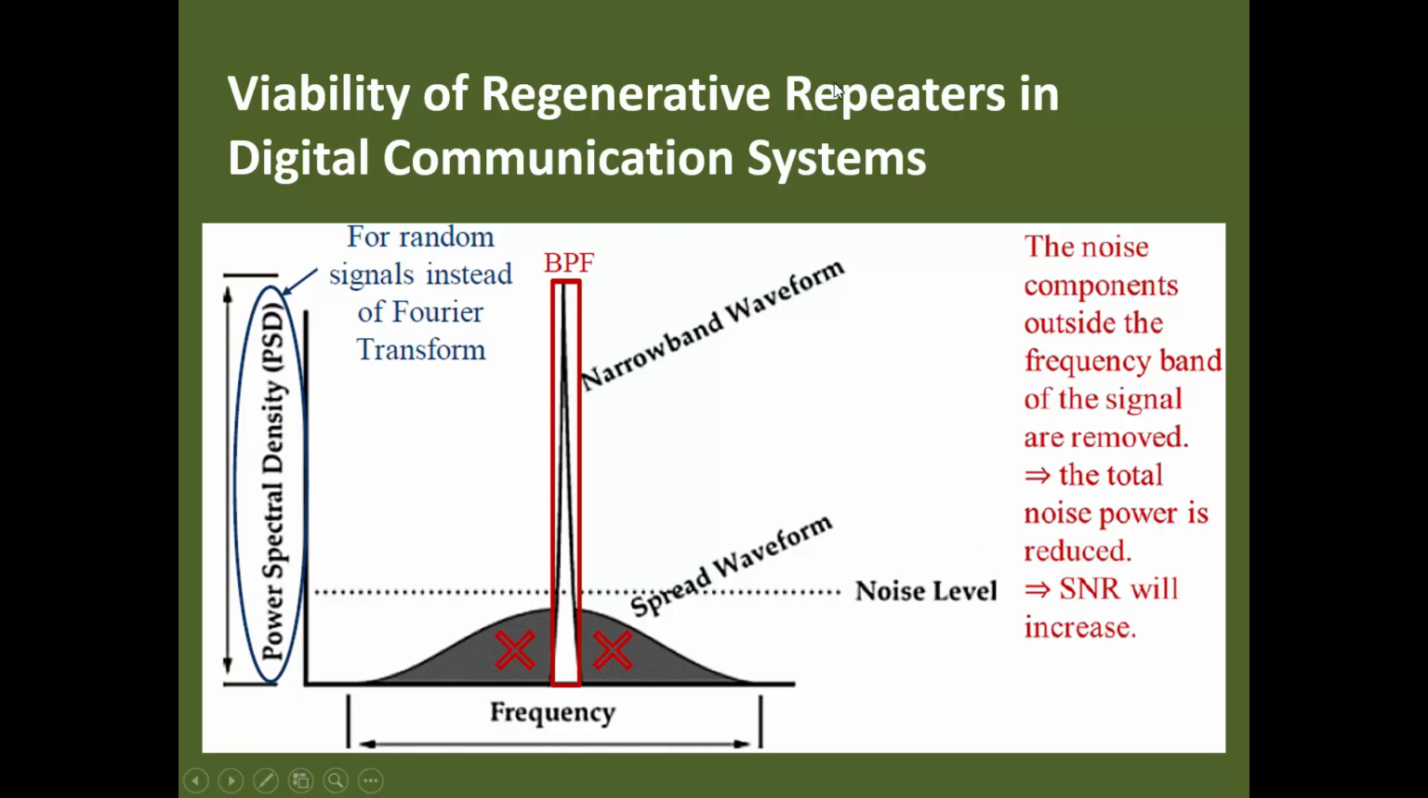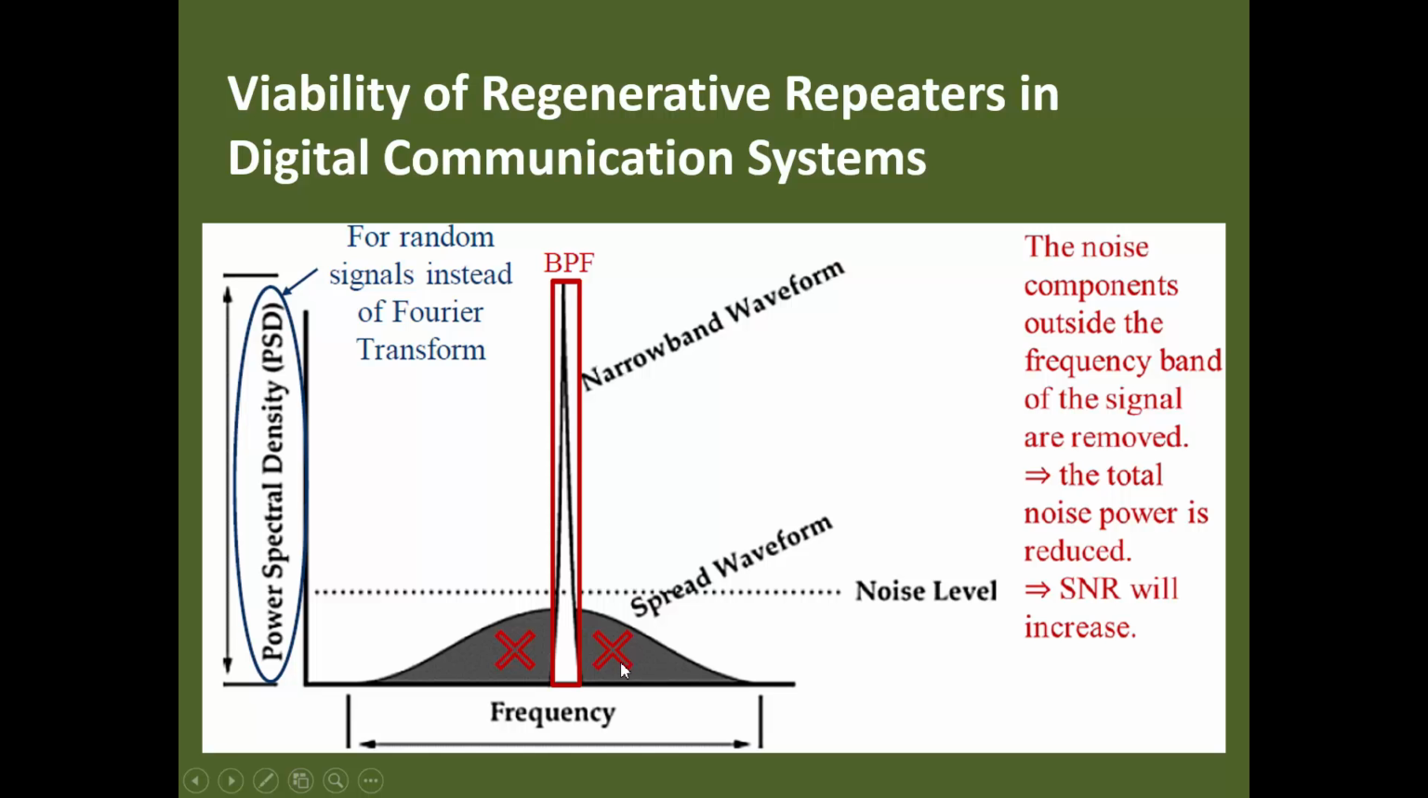Now, if we look at the regenerative repeaters for some time, this spreading of the waveform happens because of the impairments introduced by the channel, and the waveform gets spread across a wider frequency range. What the repeaters will do is that the noise components outside the frequency band of the signal are removed. So these noise components outside of the desired frequency band will be removed.